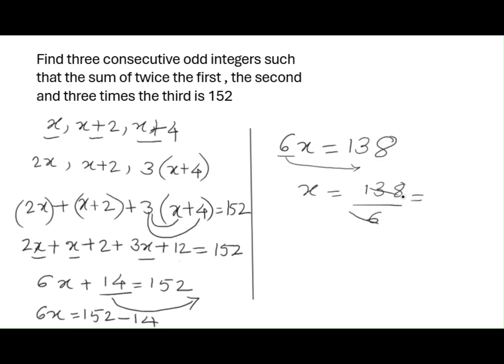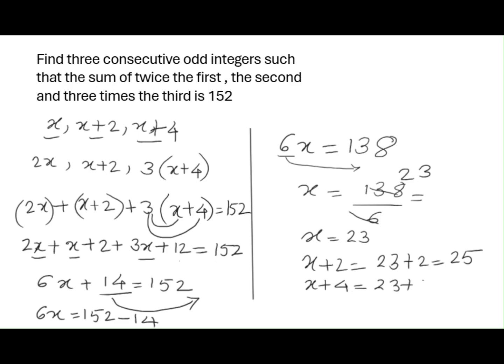Now if we divide these two, we will get 23. So x is equal to 23. So the first number is 23. The second number is x plus 2, that means 23 plus 2, that means equal to 25. The next number will be x plus 4 is equal to 23 plus 4 is equal to 27. So these are the three consecutive odd numbers: 23, 25 and 27.